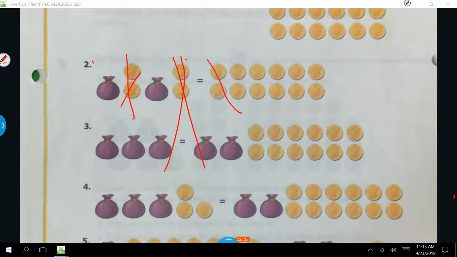So what are you doing? Crossing out. You can cancel 4 on each side because there are 4 to be canceled on each side. So there's 2 bags left on the left, and you divide by 2. So 8 divided by 2. It's 4. And it's 4.